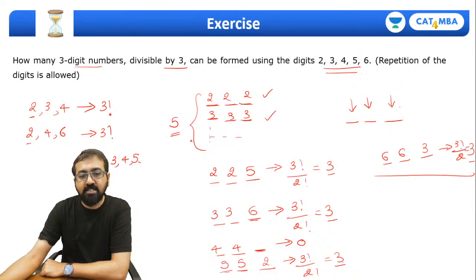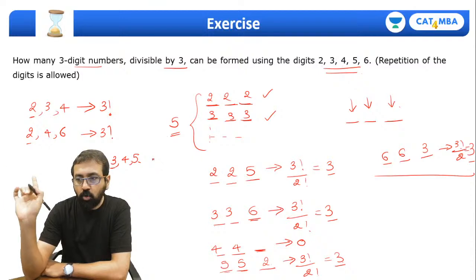Any other one, guys? 3, 4, 5. What else can we take? We can't take any other pair. Do you agree with this? See where the 3 is coming. So 3, 4, 5 is the only pair.